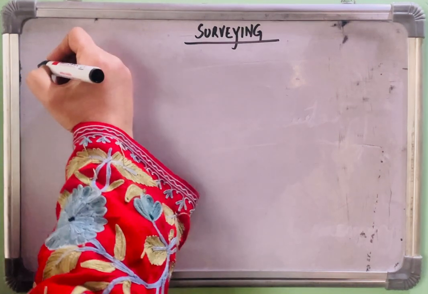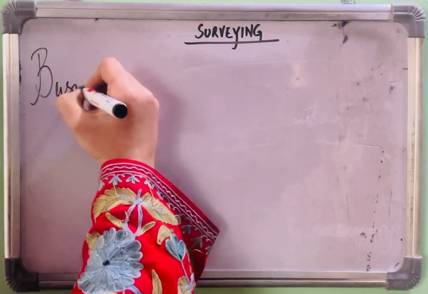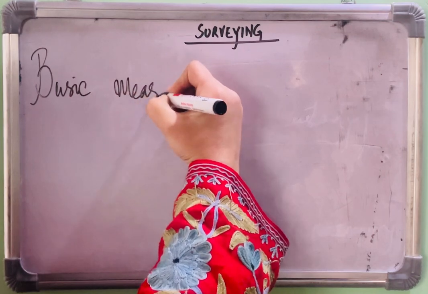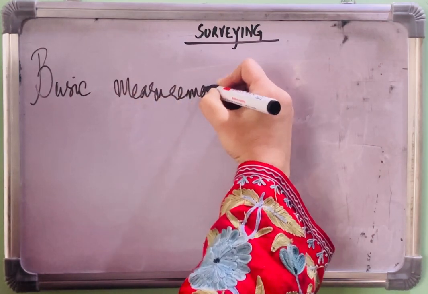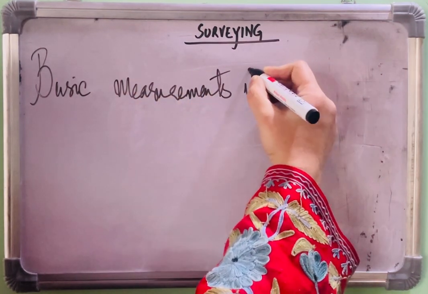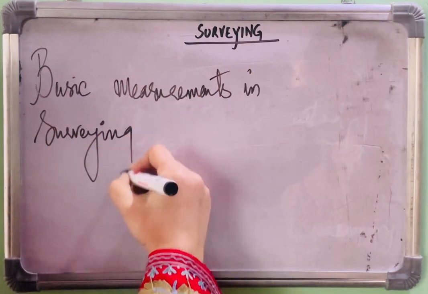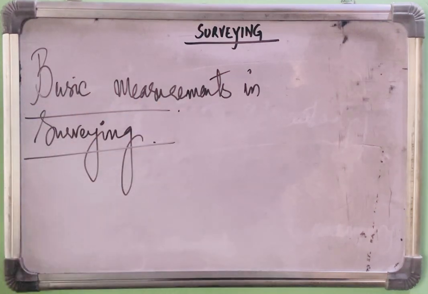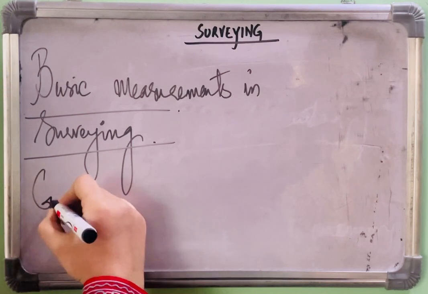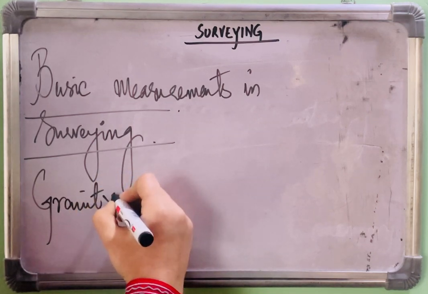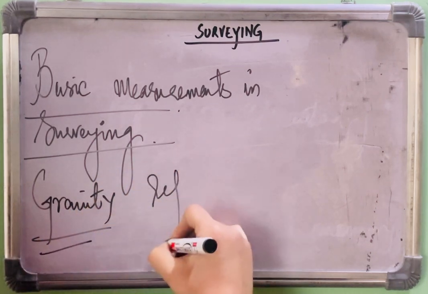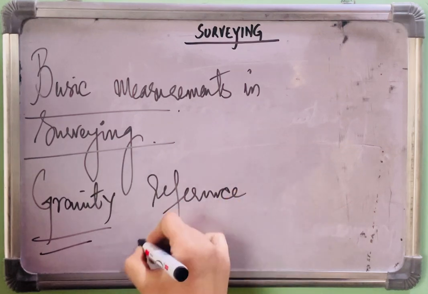Moving on, let's study basic measurements in survey. The direction of gravity is taken as the reference line for all measurements in survey.